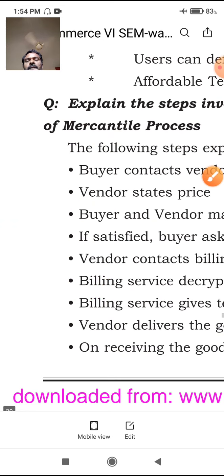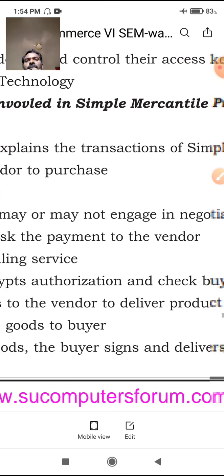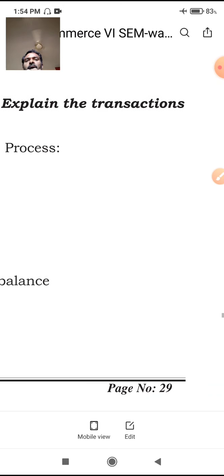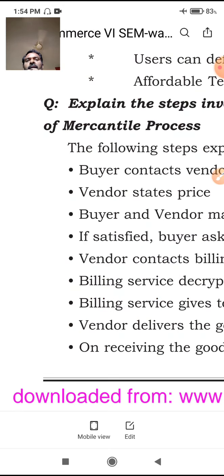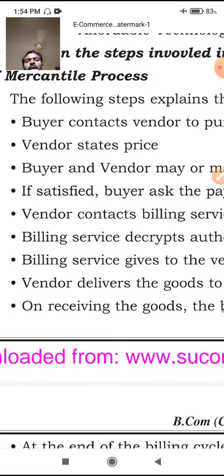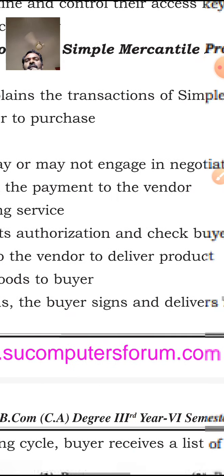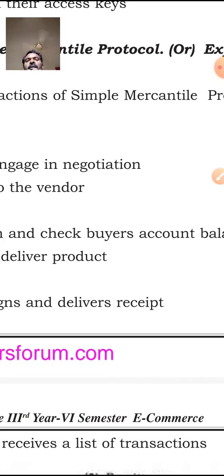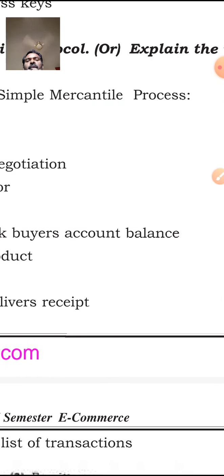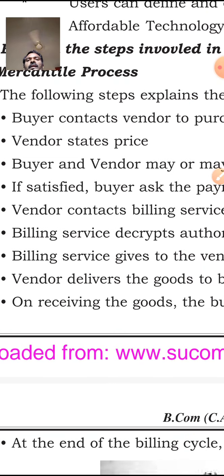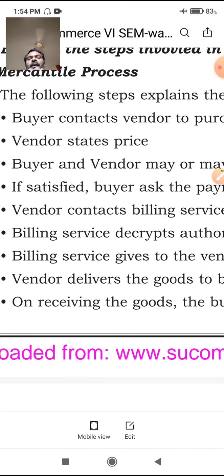Generally this is asked in the examination: explain the steps involved in the simple mercantile protocol, or explain the transactions of the mercantile process. The following steps are involved while the transactions are going on, from the consumer to the business organization and from the business organization to the consumer, or seller to buyer and buyer to seller.